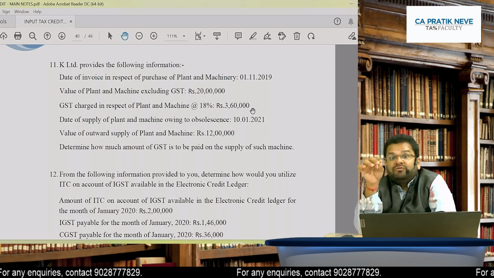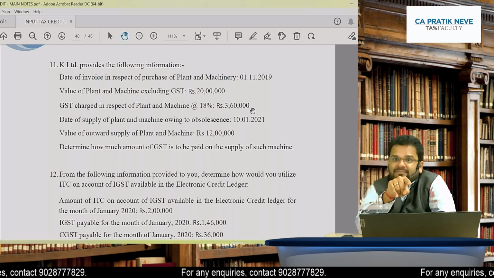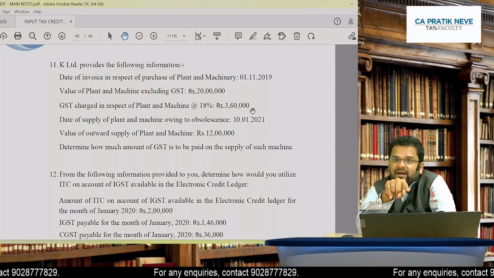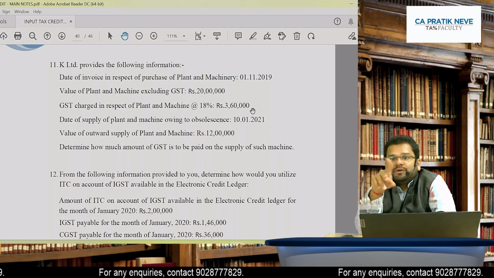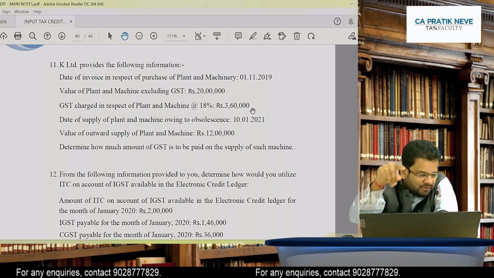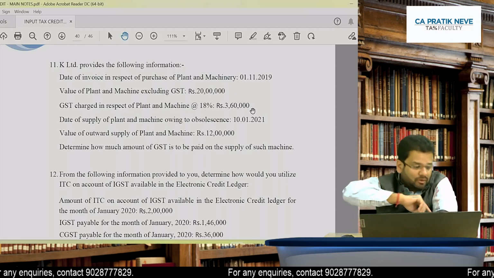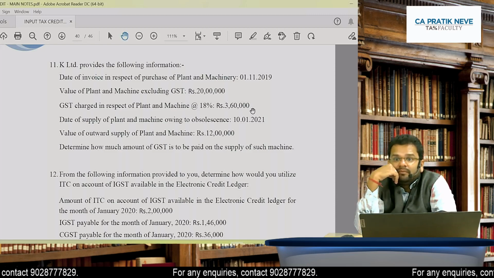Friends, if there is ITC balance of C and S both existing and output of I, which one will you use first? You have to use ITC of CGST first. Very good. Who answered? Darshan. No, who answered? Astha. You got my question, na?